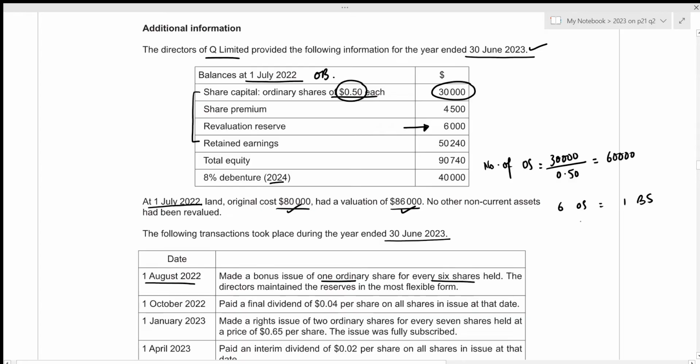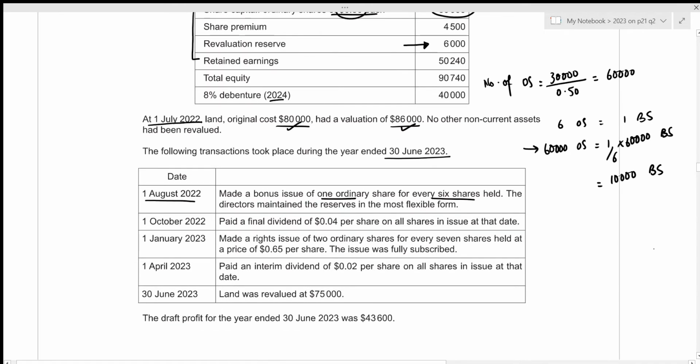So now we need to calculate the corresponding bonus shares for the 60,000 ordinary shares. So we will be utilizing our unitary method. For 60,000 ordinary shares, we need to provide 1 by 6 times 60,000 bonus shares. So that will be of 10,000. So we'll provide 10,000 bonus shares. And this 10,000 bonus shares will be provided at the rate of our nominal value, which is 0.50, because remember that bonus shares will be funded by our reserves itself. We cannot be issuing the bonus shares at a premium.